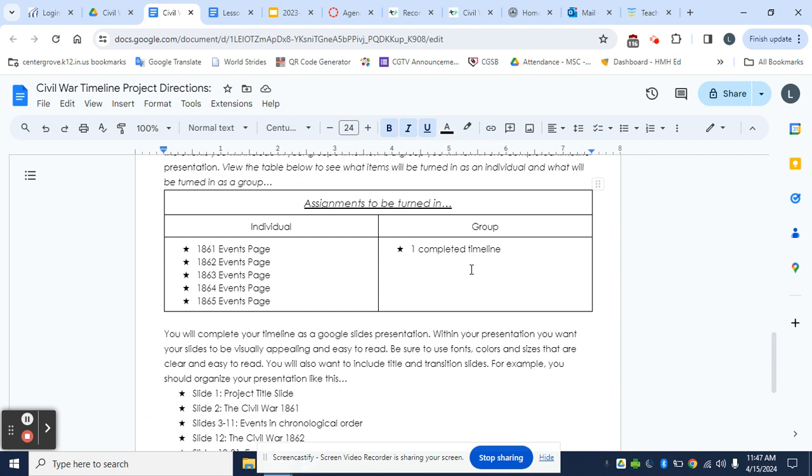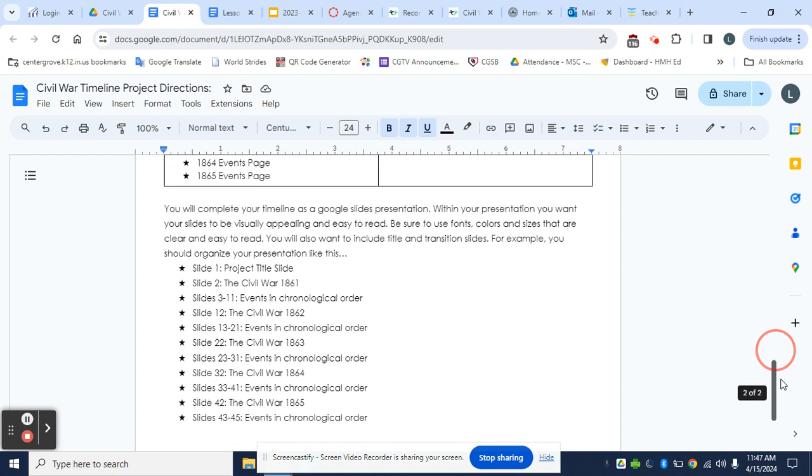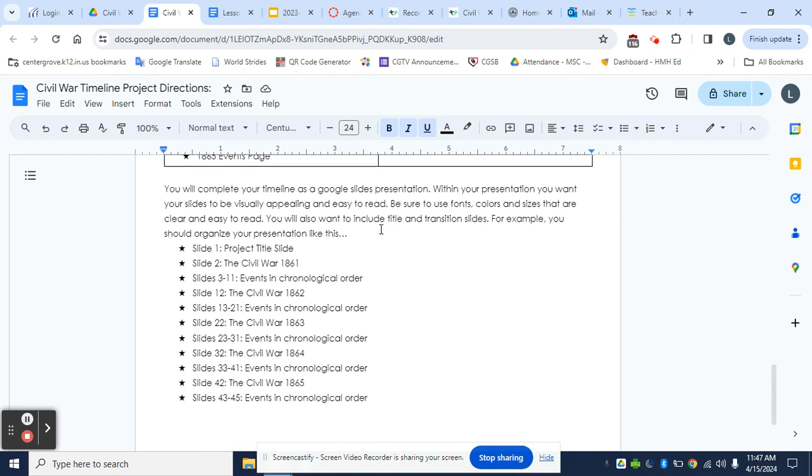You will complete your timeline as a Google Slides presentation. Within your presentation, you want your slides to be visually appealing and easy to read. Be sure to use fonts, colors, and sizes that are clear and easy to read. You will also want to include title and transition slides. So, for example, you should organize your presentation like this.